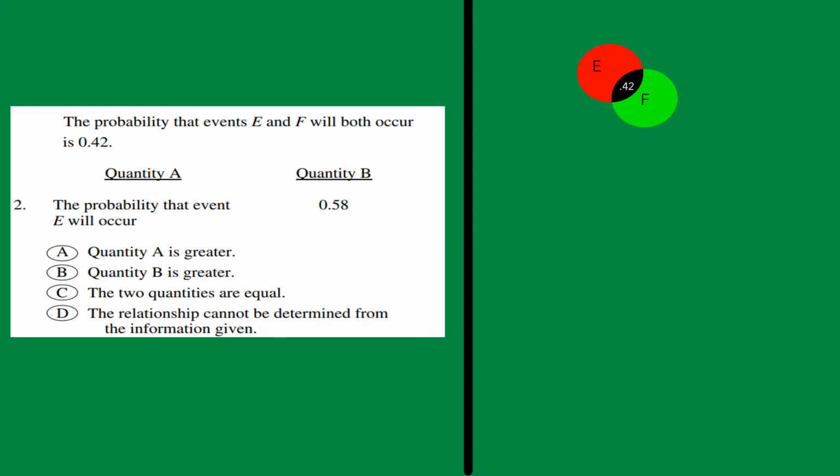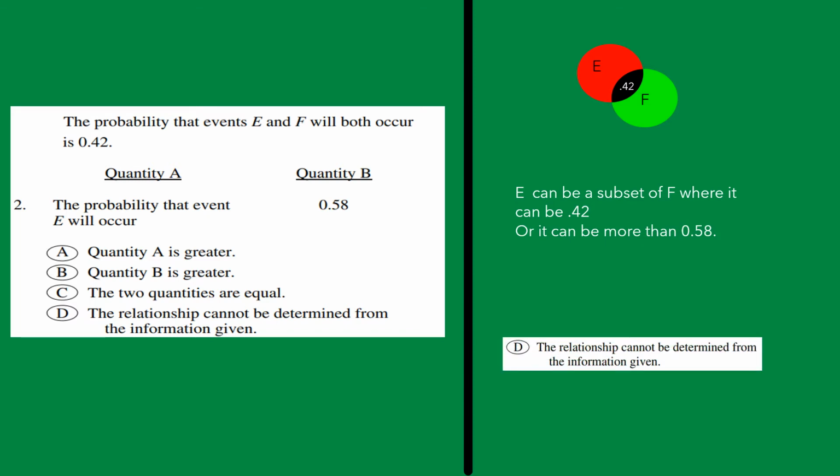If it slides outside a little further, then definitely it will be varying. We cannot predict what the values are. That is, E can be a subset, or it can be lying totally within F, or maybe partially lying outside, in which case we do not know what is the value of the probability of an event E, and we do not know whether it is exactly 0.58, less than 0.58, or greater than 0.58. Or we can say that the relationship cannot be found out using the information given in this question.